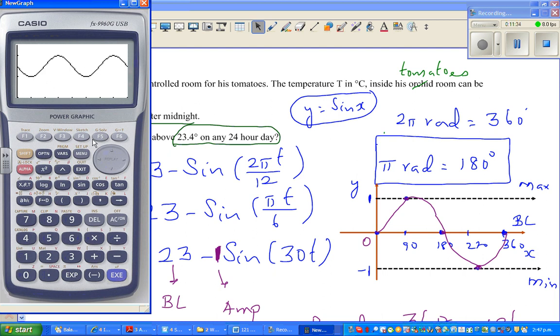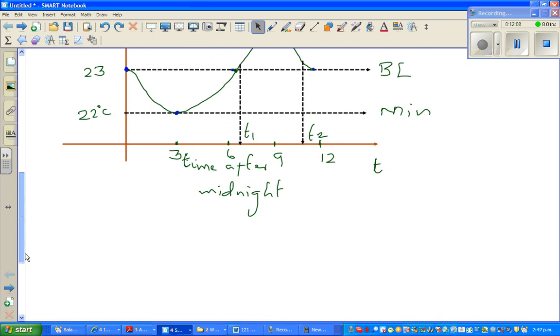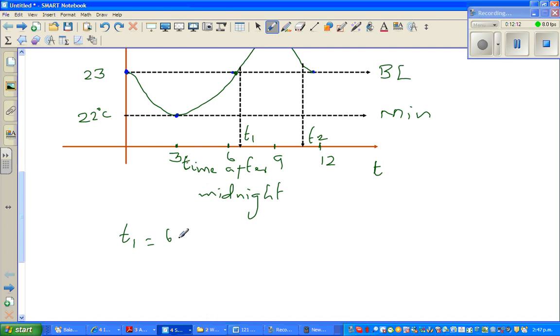This is the two cycles that I told you. My question is, we want to find t1 and t2. So you press G-Solve, then X-Calc, and I'll type in 23.4. That is 6.8 hours, in 1 decimal place. If you press G-Solve again, this is 11.2. So your t1 is 6.8 and your t2 is 11.2. So t1 is 6.8 hours after midnight, and t2 is 11.2 hours after midnight. So in 12 hours, you will have 11.2 minus 6.8, which is 4.4 hours.